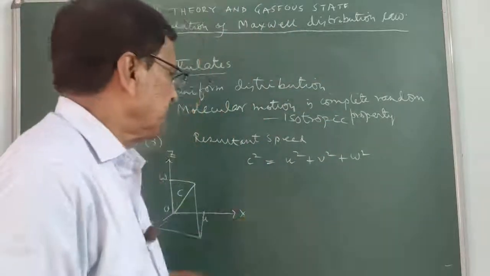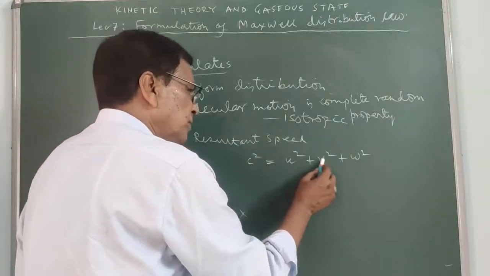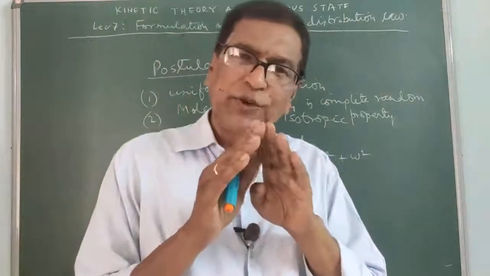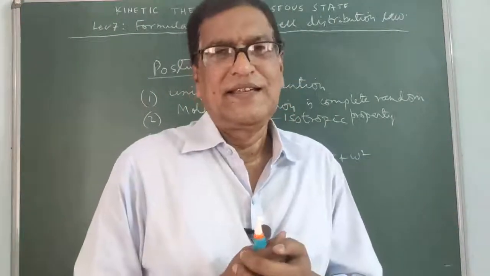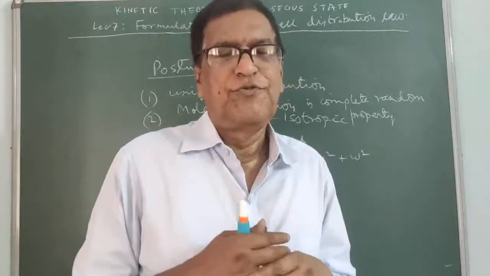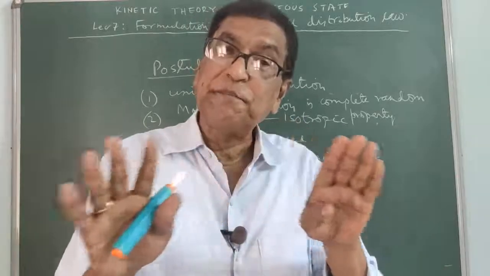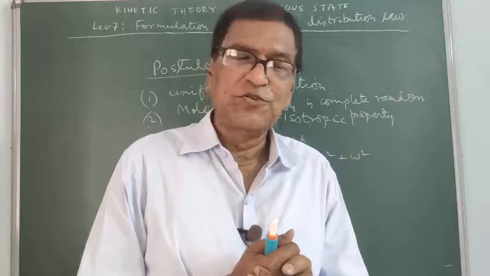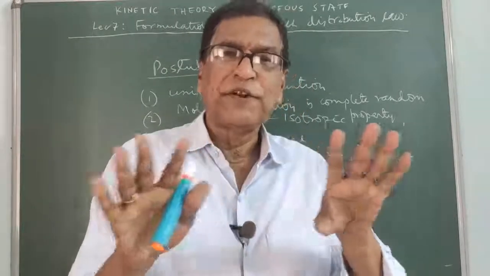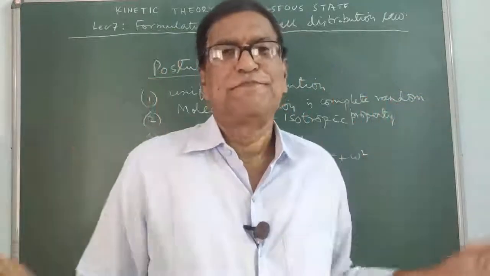And these component velocities u, v, w are equally likely, means a molecule can move in the x-axis, y-axis, z-axis without any preference. Not only that, these u, v, w, the component velocities, are mutually exclusive.